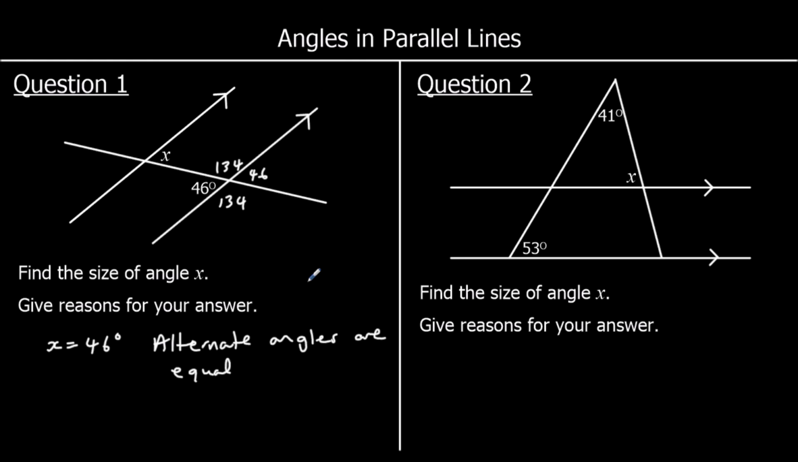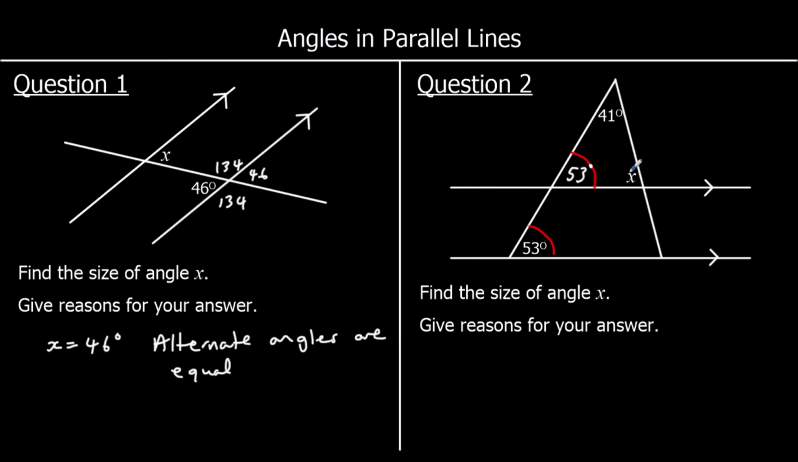Question 2, find the size of angle x. So we've got 53 down here, and 53 is corresponding with this angle here. You can see they make an F shape. We've got a line going through parallel lines, so it makes the same angles. So this is 53 degrees here.